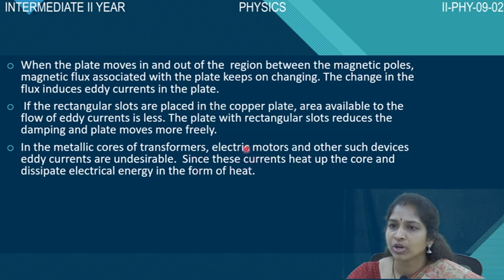Anyhow, these electric motors have to run, so they will perform some amount of work against these eddy currents. So work is said to be done, and that amount of electrical energy will be converted into heat. So indirectly, eddy currents produce heat. Since these currents heat up the core and dissipate electrical energy in the form of heat, these are undesirable.